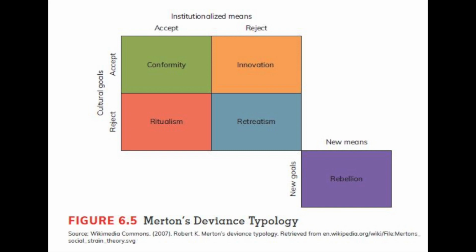Innovation is when folks accept the cultural goals but reject the institutionalized means for getting there. Think of, say, drug traffickers here. Ritualism is when folks reject the cultural goals but accept the institutionalized means. Think here of the never-ending low-paid bureaucrat. Retreatism is when folks reject both the cultural goals and institutionalized means, and thereby retreat from society as a whole. And rebellion is when folks try to create new means and new goals. Think of the so-called terrorist in this archetype.